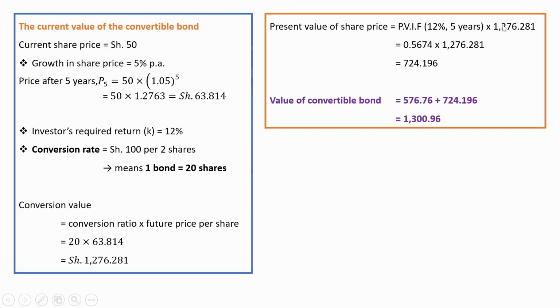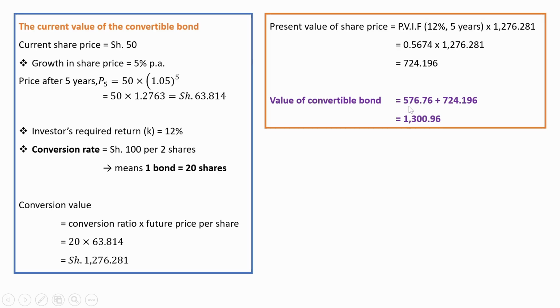So present value of the share price or the conversion value, take your answer for the conversion value, multiply by the discounting factor, and this one is not an annuity. It is happening in the 5th year, not every year. So the discounting factor is 0.5674. You multiply by the conversion value. That will give you 724.196.